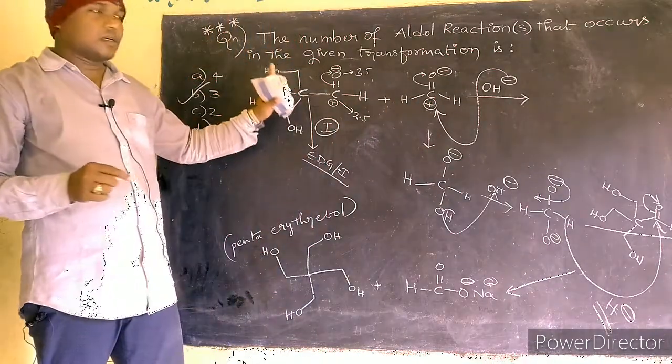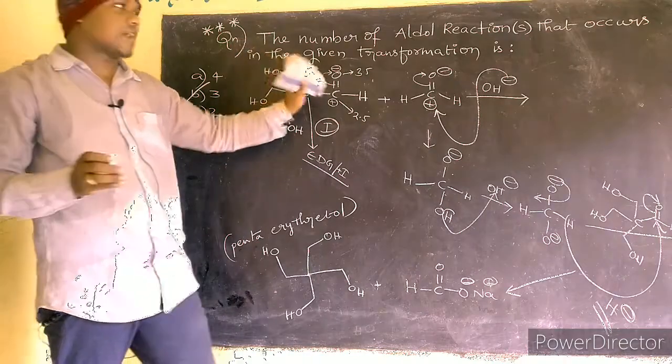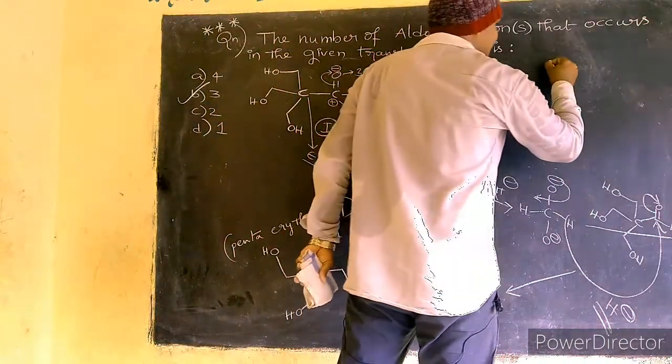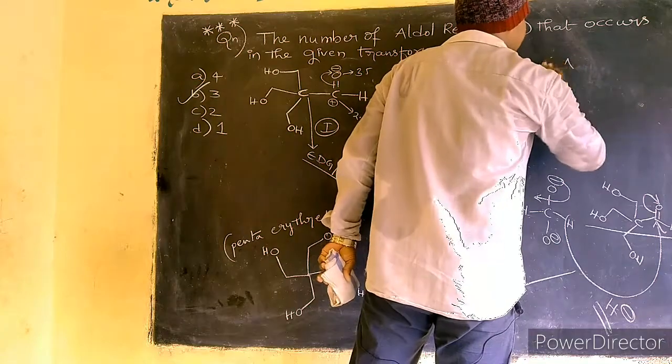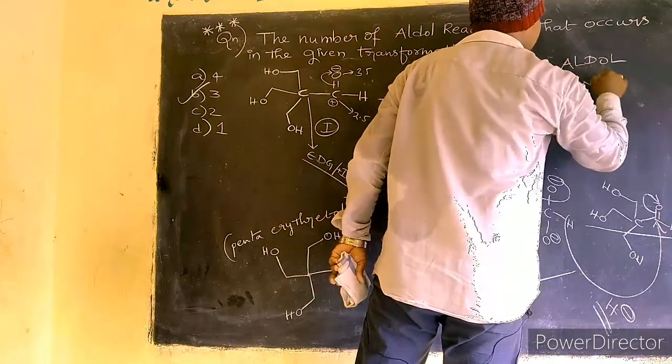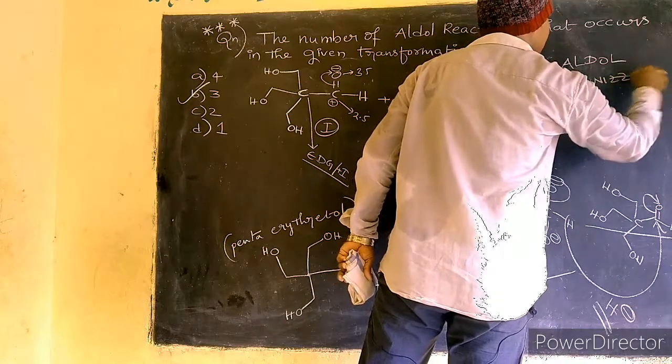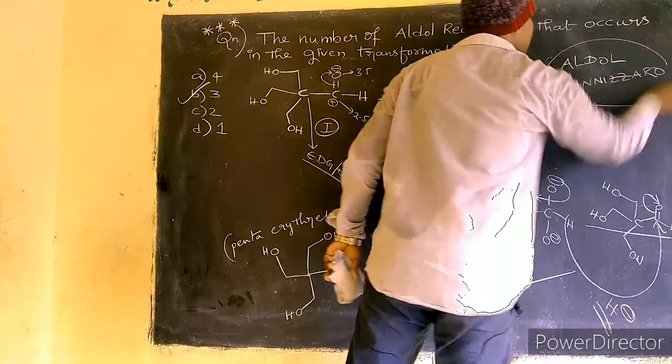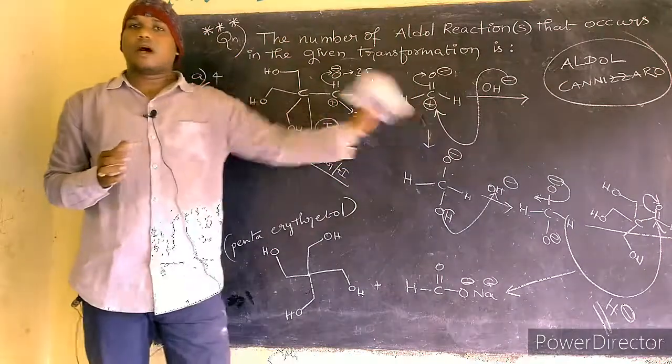So in this transformation, in this reaction, 2 types of named reactions are involved. What are those? One is aldol and the other is Cannizzaro. These 2 named reactions are involved in this application.